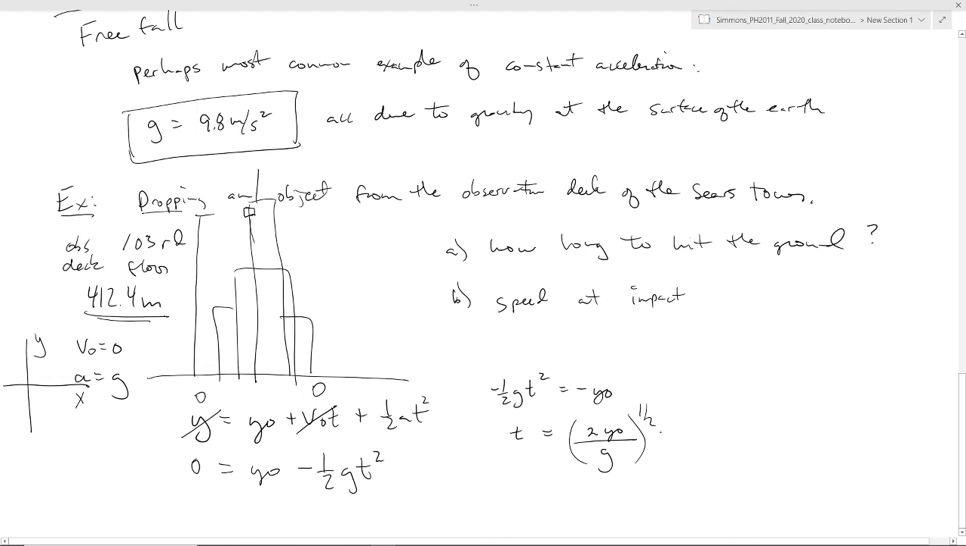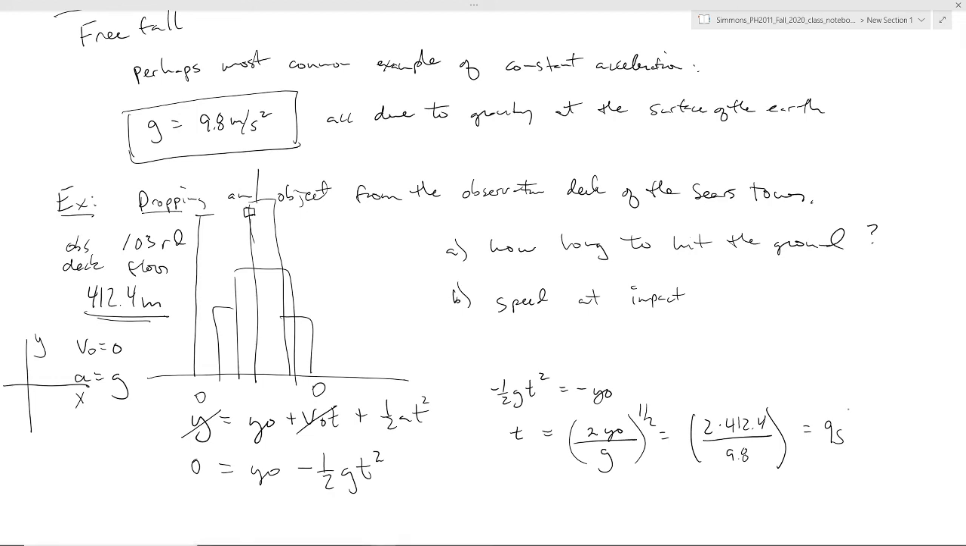And let's put in our numbers. 2 times 412.4 times 9.8. So 800 over 10, it's about 80. It's about the square root. So this is going to be approximately 9 seconds. So it takes about 9 seconds if you were to drop an object.